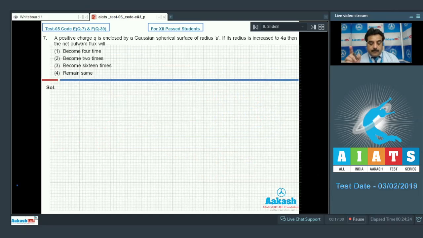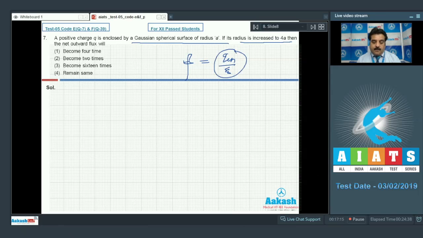Question number 7. A positive charge Q is enclosed by a Gaussian surface of radius A. If the radius is increased to 4 times, then the net flux, you know, electric flux is Q enclosed upon epsilon naught. This formula indicates the electric flux depends on the charge enclosed by the closed surface, and there is no length or radius. So it is crystal clear. You can say option number 4 will be the right choice. It remains the same. So let's move on.